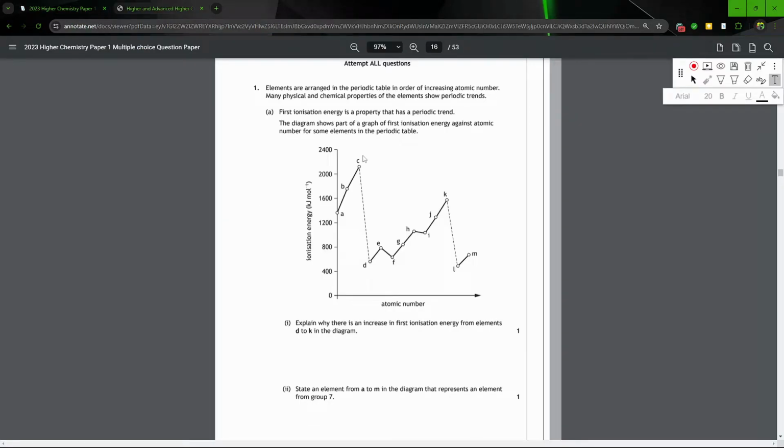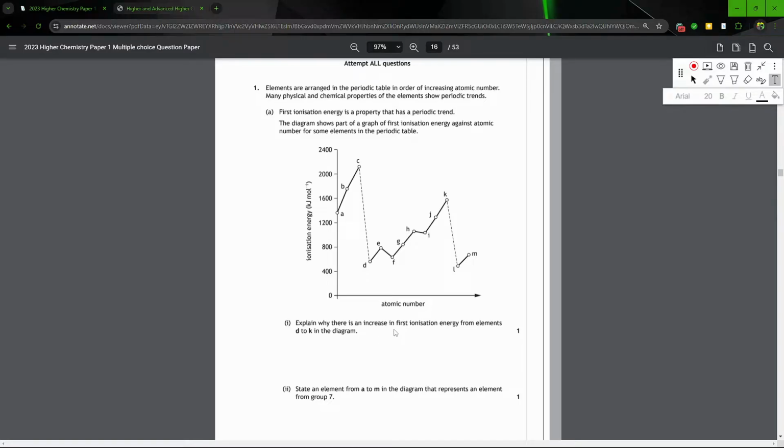First ionization energy is a property that has a periodic trend. The diagram shows part of a graph of first ionization energy against atomic number for some elements in the periodic table. Explain why there is an increase in first ionization energy from the elements D to K in the diagram. So we can see D to K here. As you increase the atomic number, first ionization energy goes up. So what does this mean?